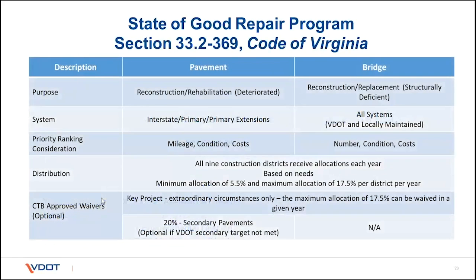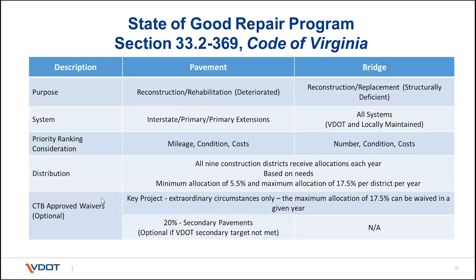The purpose of that was to dedicate some funding to reconstruct and rehabilitate our deteriorated pavements, as well as to reconstruct and replace structurally deficient bridges. And for the pavements, that is going to be addressing our interstate, primary, and primary extensions, and for bridges, all bridges on the NBI system.